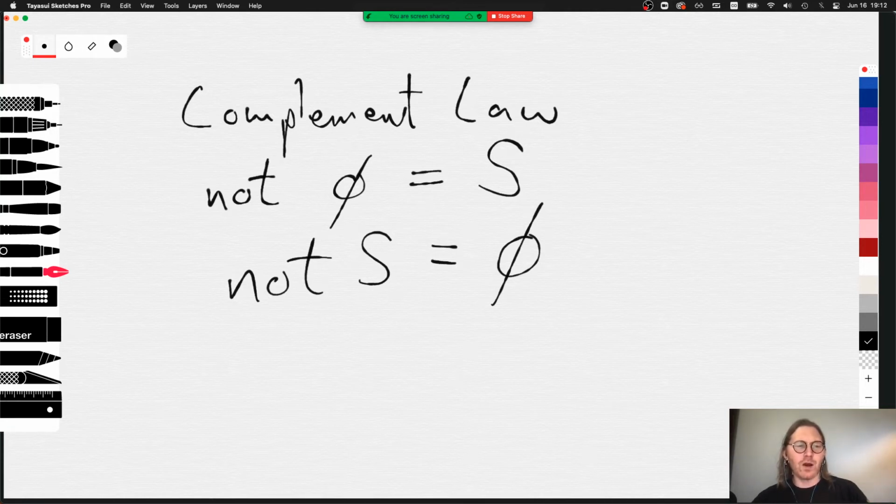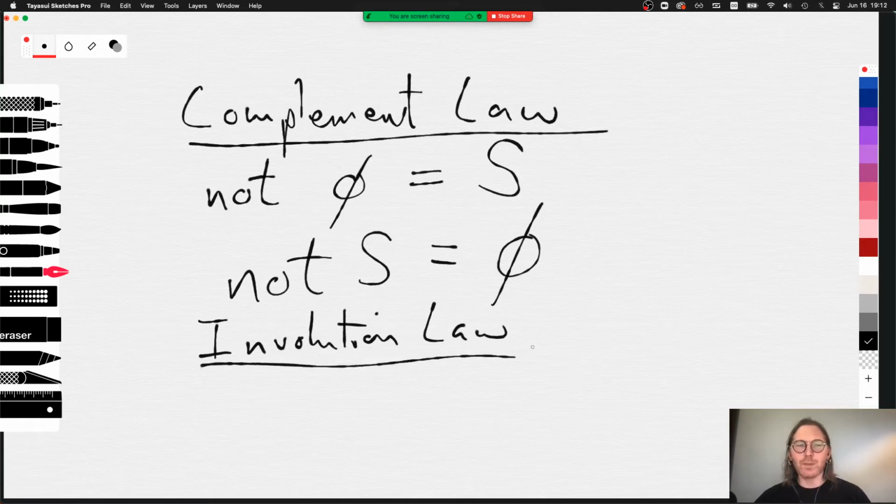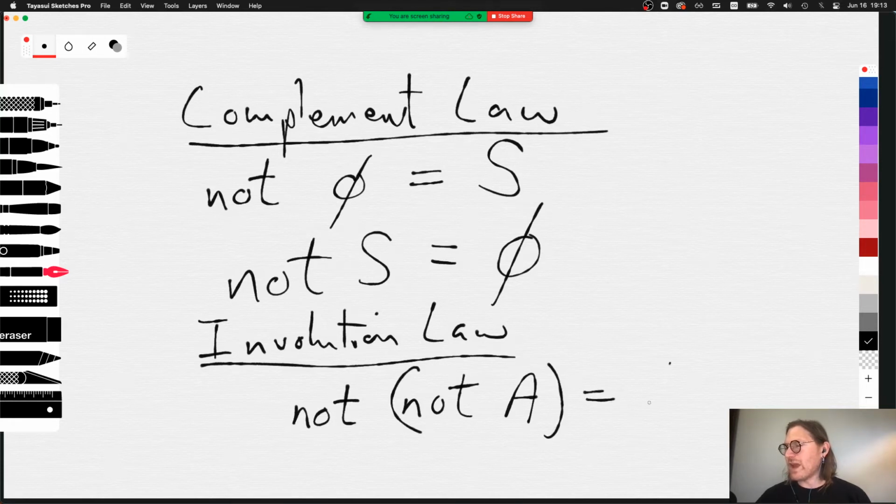Let's look at a related law first, the involution law, which has the feel of a complement law, and I think this is going to be sort of obvious. Not not A, right, is just going to be A, just a double negative, and these eliminate out, and we get the original A.